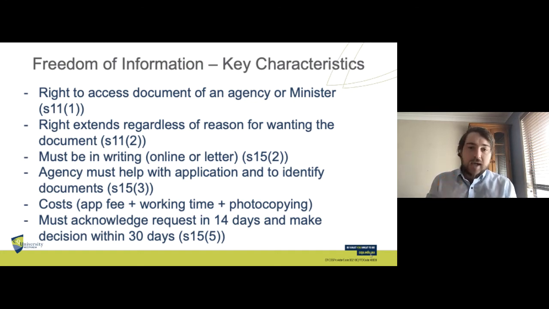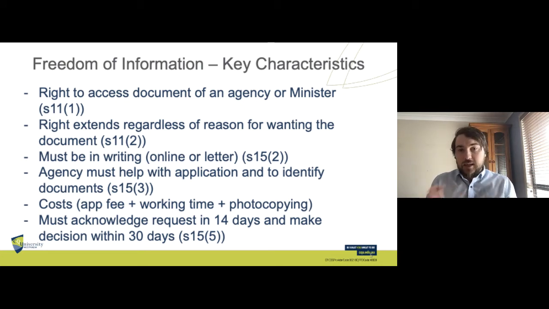The agency or the minister has 14 days to acknowledge that they've received a freedom of information request, and then they have to make a decision within 30 days whether to comply with that request, whether to grant access to those documents and then provide them, or whether they'll say, no, sorry, you can't access those particular documents, or a bit of balance to say, yes, you can have these ones, no, you can't have those ones. And in the next couple of slides, we'll talk about some of the reasons why an agency might be able to deny access to some documents.